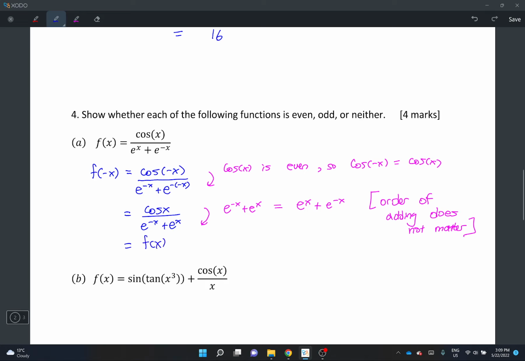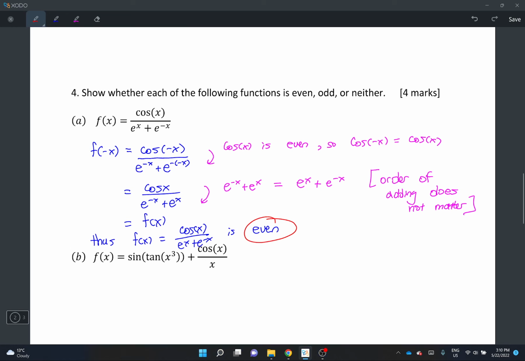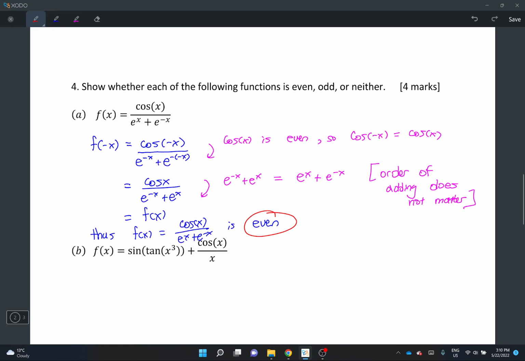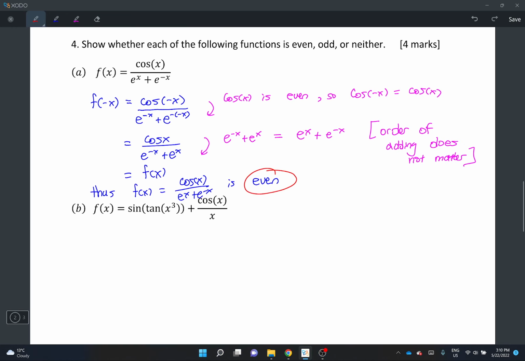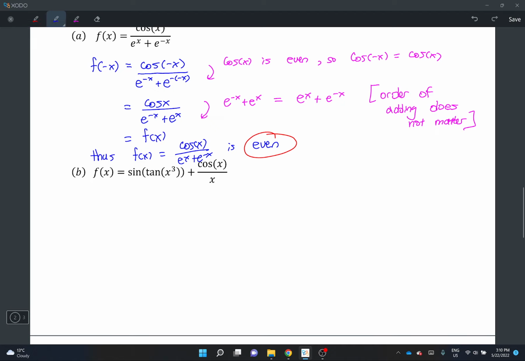And whenever f of negative x is equal to f of x, that means the function is even. That's our answer, even. So 1 mark for the correct answer, 1 mark for showing your work. Okay.